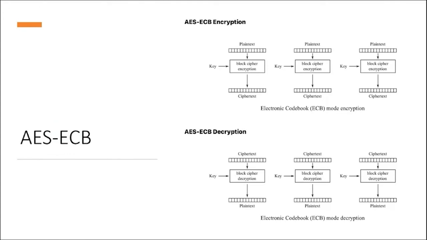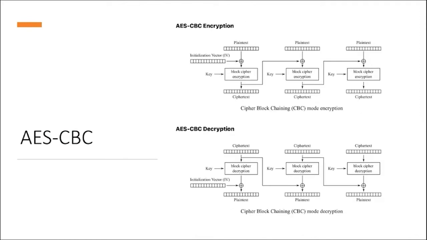So we can see the AES ECB encryption and decryption operation. In the ECB mode, the encryption and decryption run quite standard. And in the CBC mode, the encryption of the next stage will be affected by the ciphertext of the last stage.